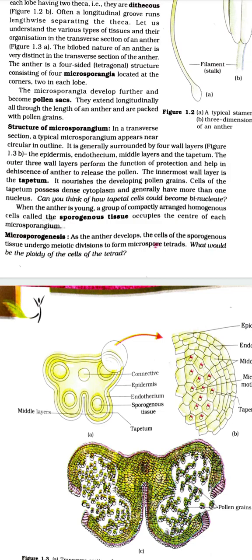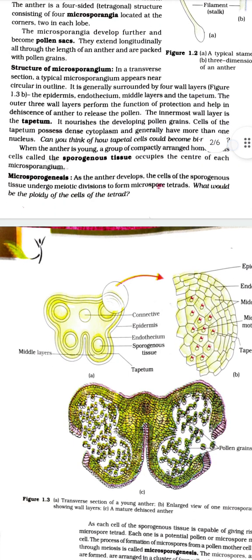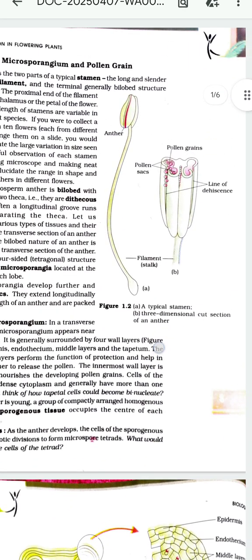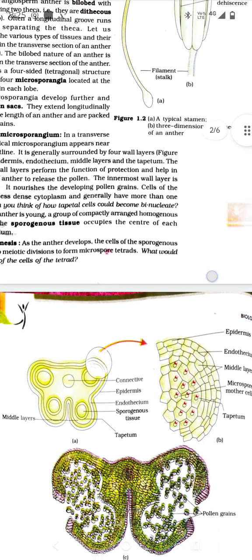The main characteristic is that the tapetum possesses dense cytoplasm and generally has more than one nucleus. That is, it is binucleate, and you can say trinucleate also. It basically has more than one nucleus. There is one more thing: at the center of each microsporangium there is sporogenous tissue. This is the center one.